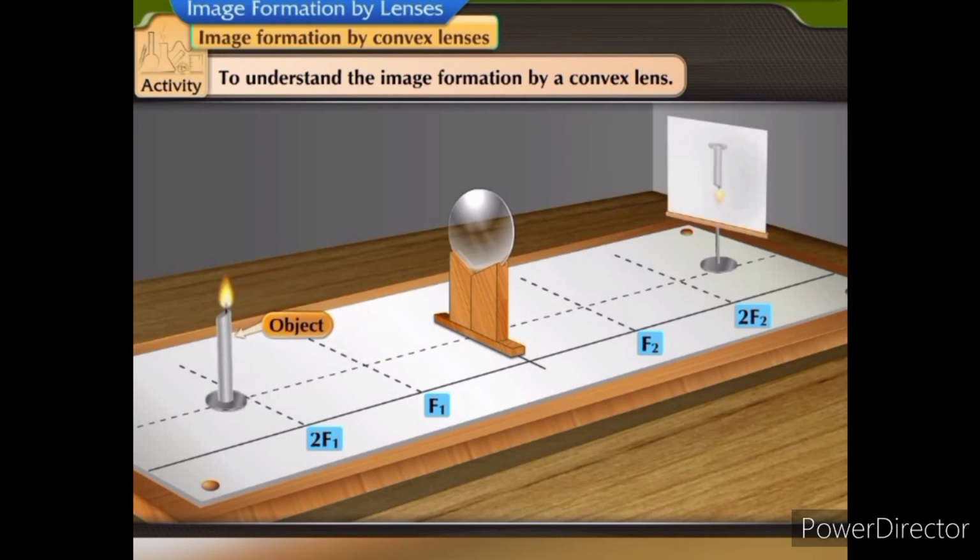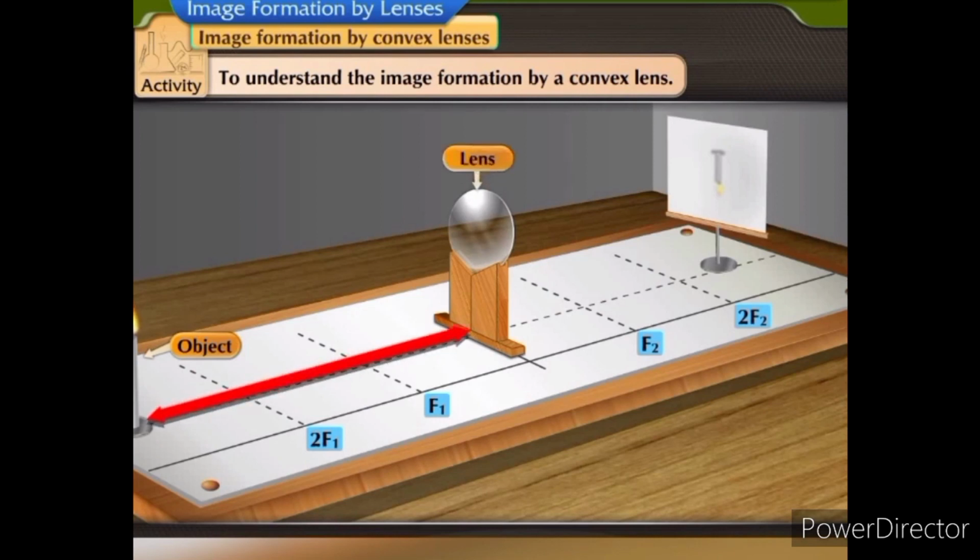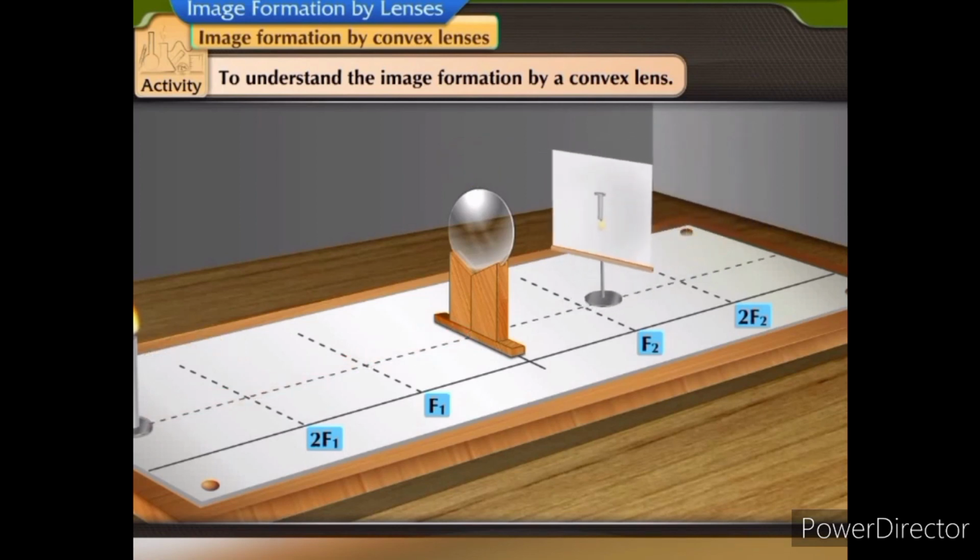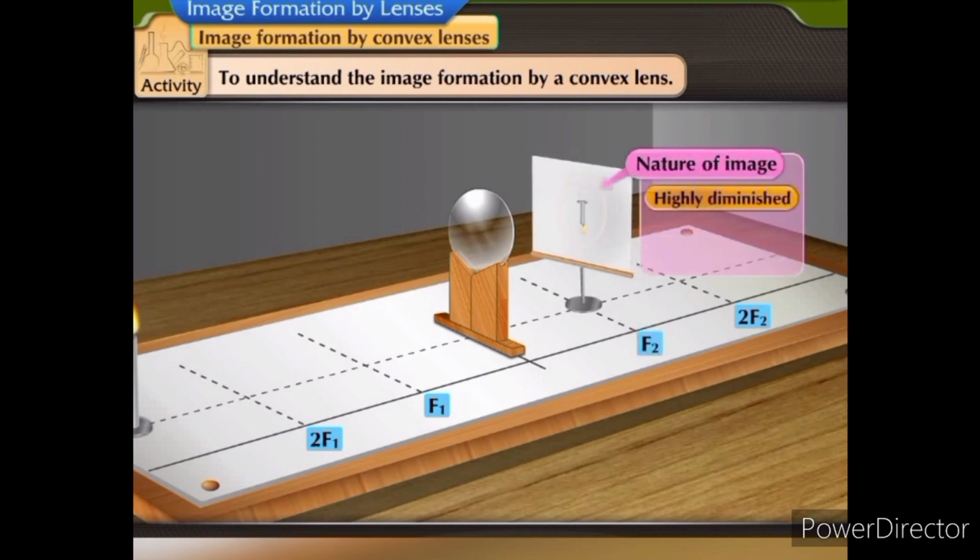Place the object far beyond 2f1 to the left. Here, the object, that is the burning candle, is placed at a very large distance from the lens. Obtain a clear and sharp image of the candle on the screen by adjusting the screen distance from the lens. The sharp image is obtained at focus f2. The image is highly diminished or point-sized. As the image is obtained on the screen, the nature of the image is real and inverted.